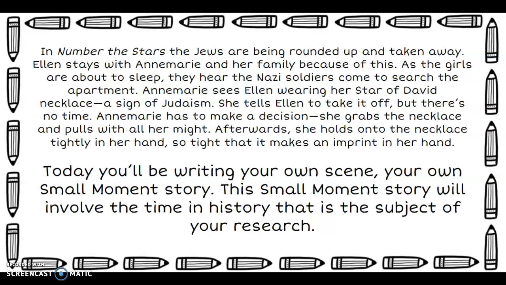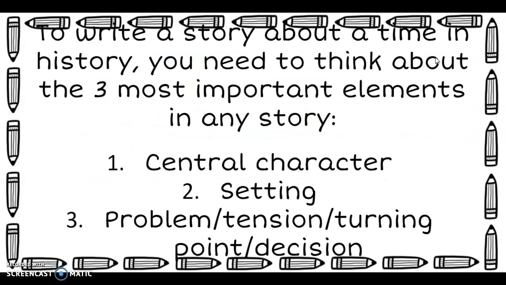Fourth graders, today you'll be writing your own scene, your own small moment story. This small moment story will involve the time in history that is the subject of your research. Now, to write a story about a time in history, you need to think about the 3 most important elements in any story. 1, the central character. 2, the setting. And 3, the problem, or tension, or the turning point, or the decision.